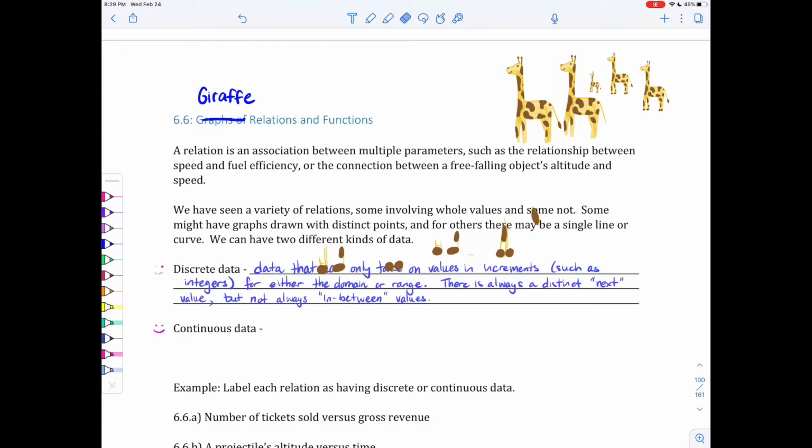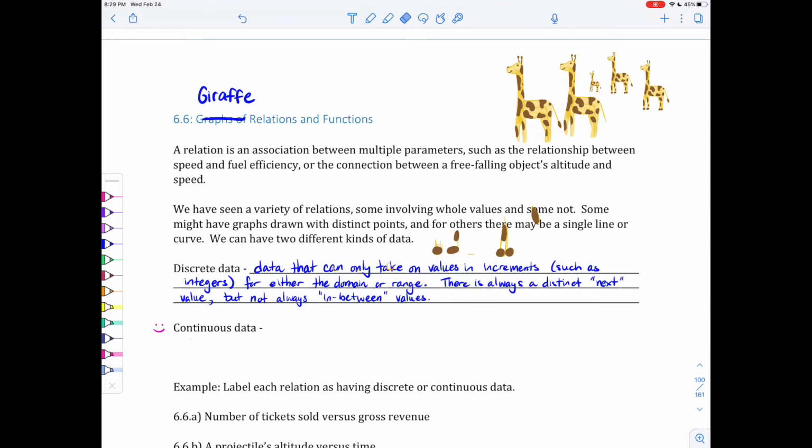So discrete data. Oh, there's words under here. Yeah. Can I get it? Oh, nuts. I got this. It's data that can only take on values in increments, such as integers.